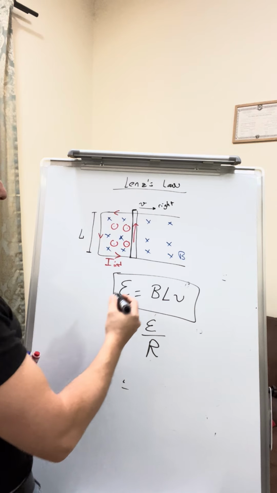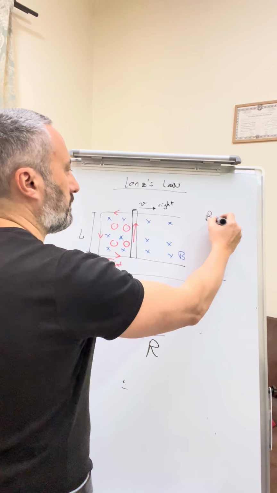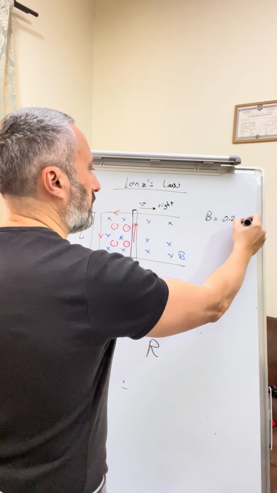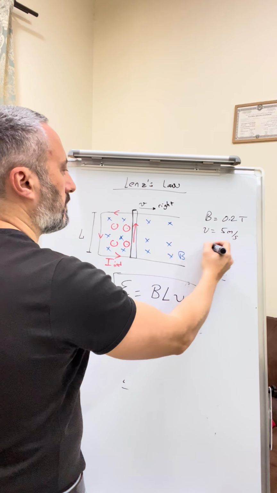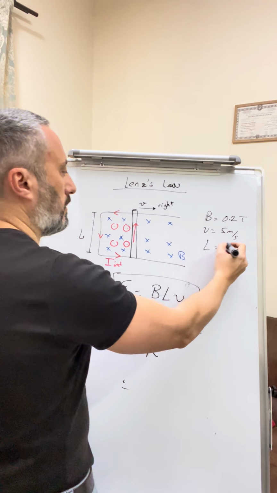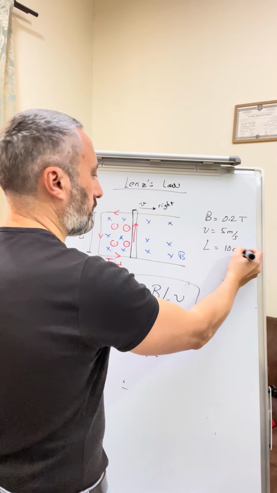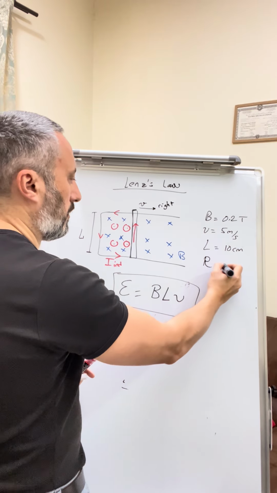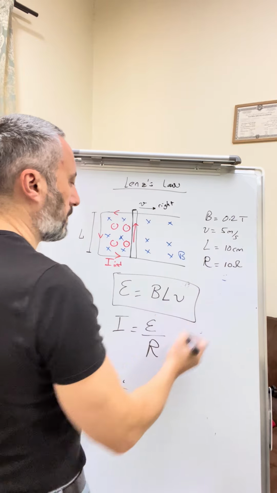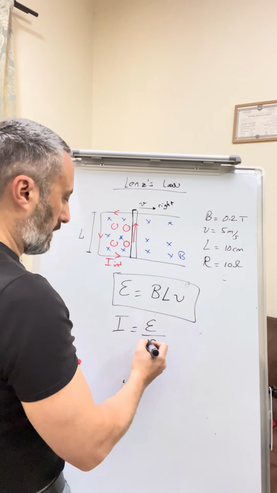Okay, we can take some values. Let's say B is given as 0.2 Tesla. Let's say the velocity is 5 meters per second. Let's say the length is, for instance, 10 centimeters. So you just substitute here. And let's say the resistance of the wires R equals 10 ohms. Then what will we get for the EMF?